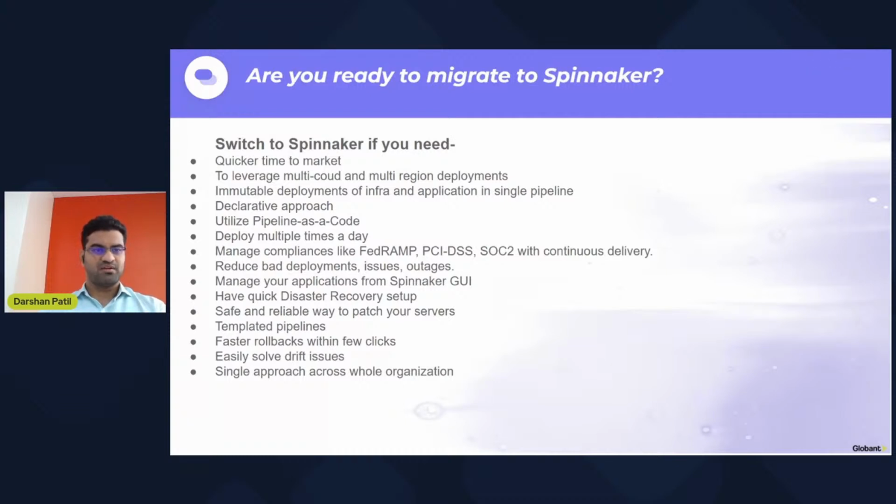If you want immutable deployments of infra and an application in a single pipeline, there will be a single Spinnaker pipeline wherein you first bake your image, then deploy your infrastructure, and then deploy your application on top of that infrastructure. If you need a declarative approach, you will prepare a pipeline as code, or define your complete artifacts well ahead. So you always know what your end pipeline will be, how it will look, and how it will behave.